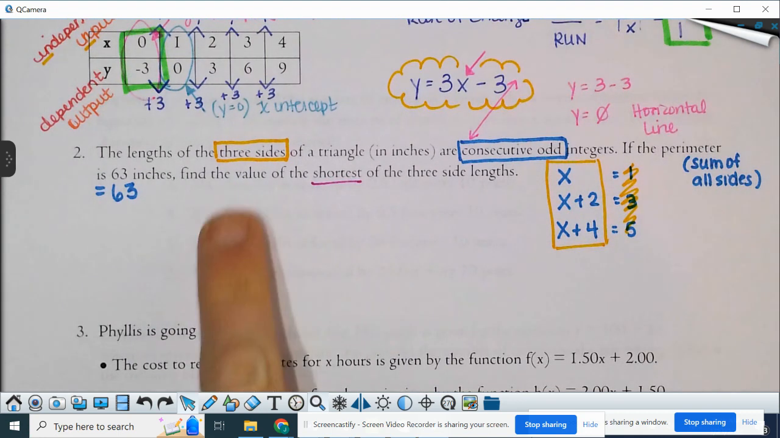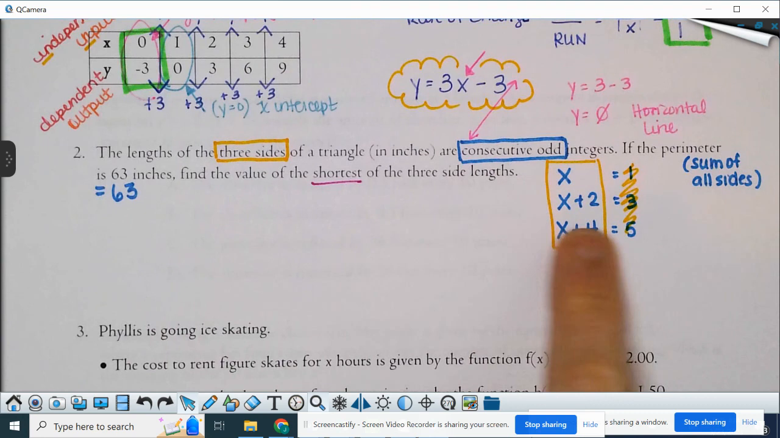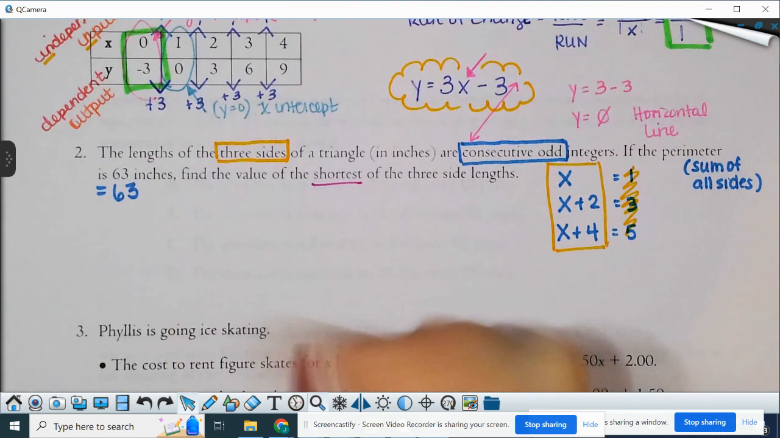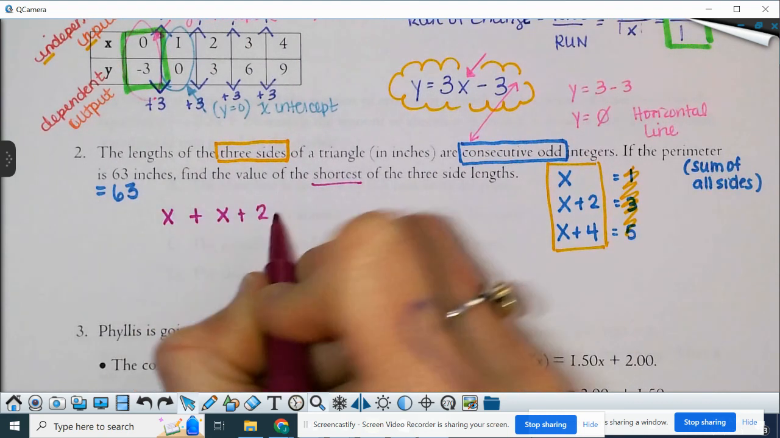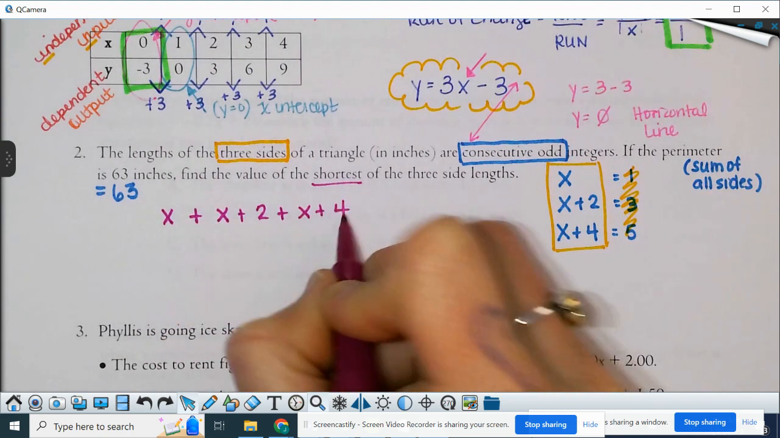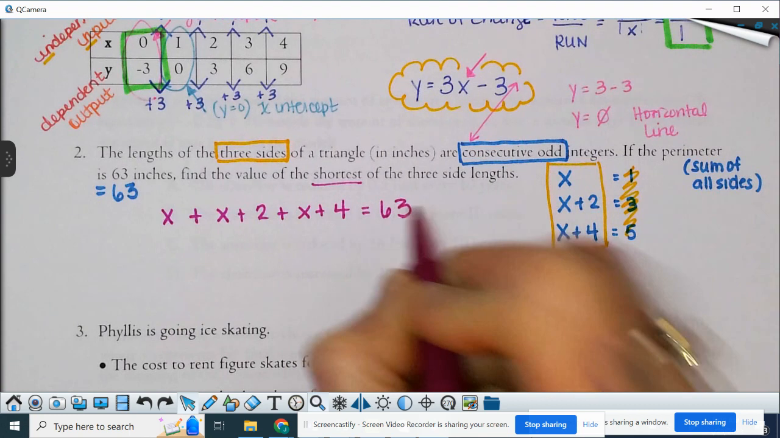So I have 3 sides. Those are my 3 consecutive odd. That's why I have a 2 and a 4 instead of a 1 and a 2, and it's going to equal 63. So x, and we're finding the perimeter. So we're adding them together. And then we're going to solve for 63.